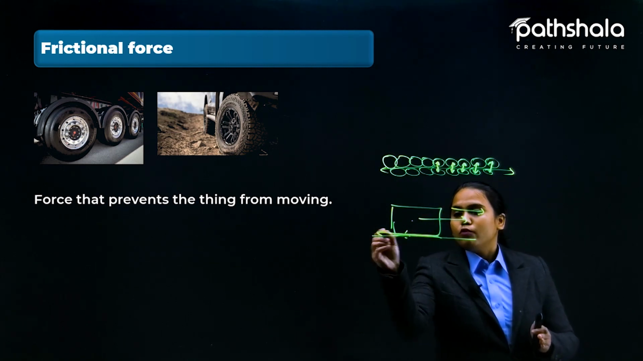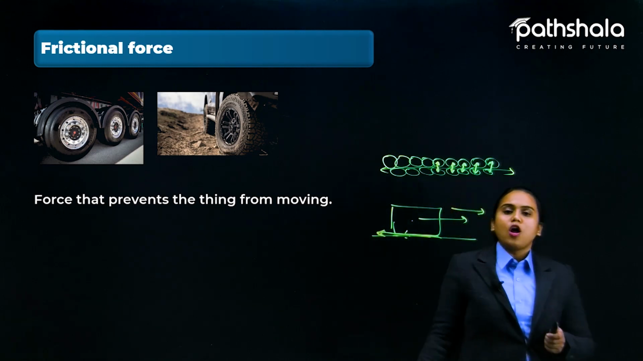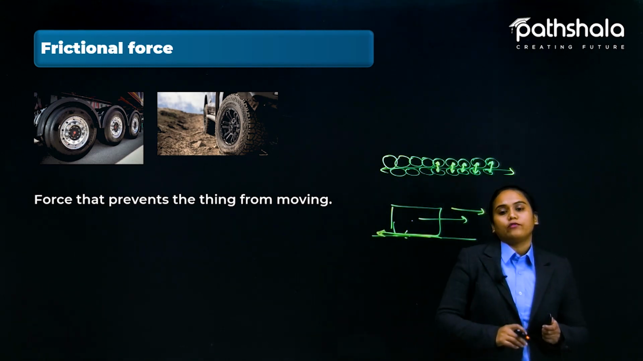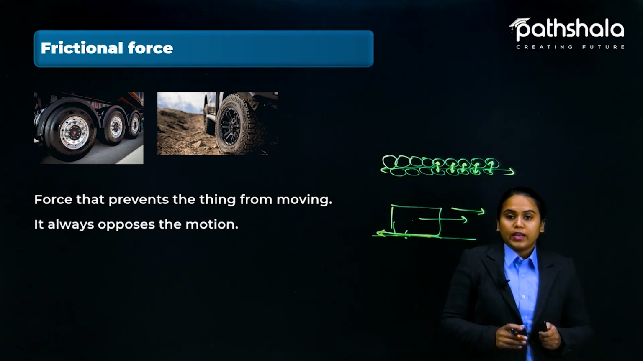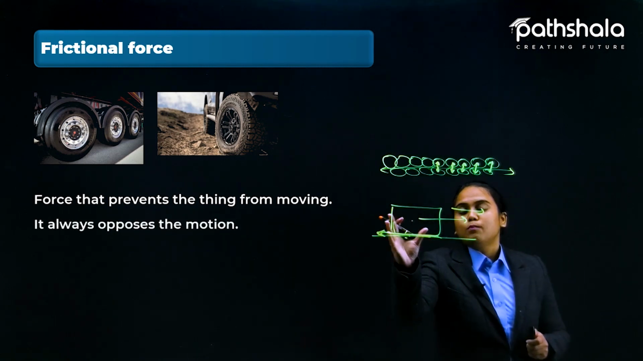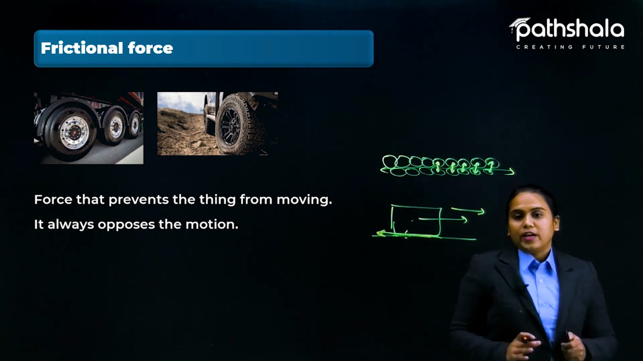So this force, frictional force, will always oppose the moving of the object. It prevents the thing from moving. It always opposes the motion of the object.